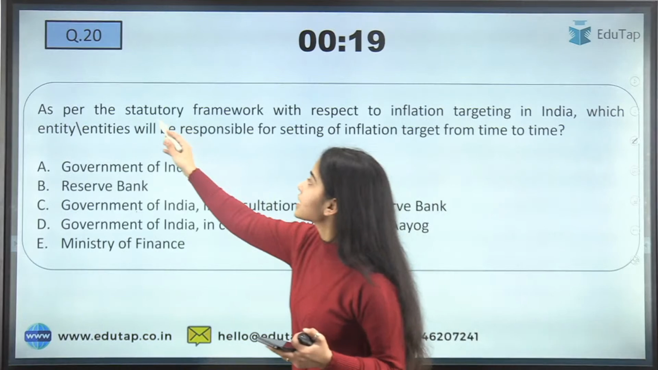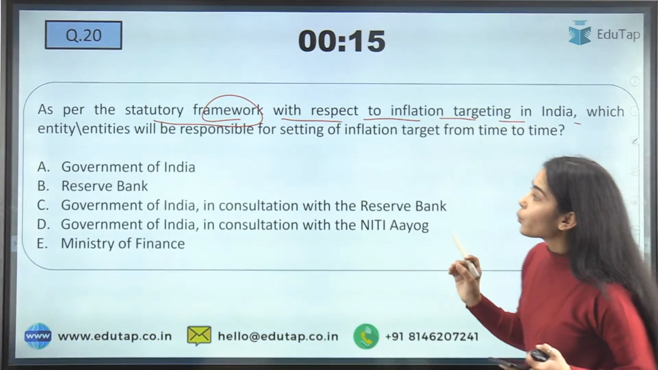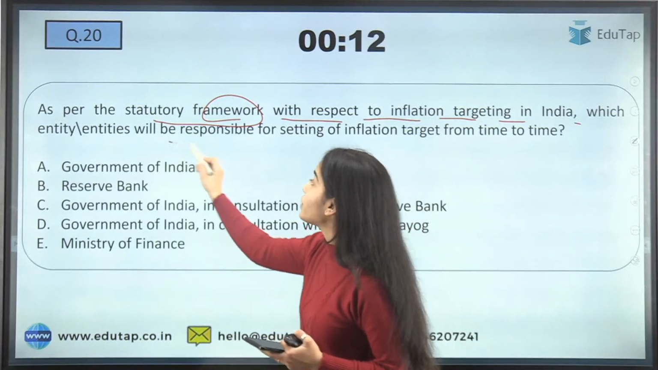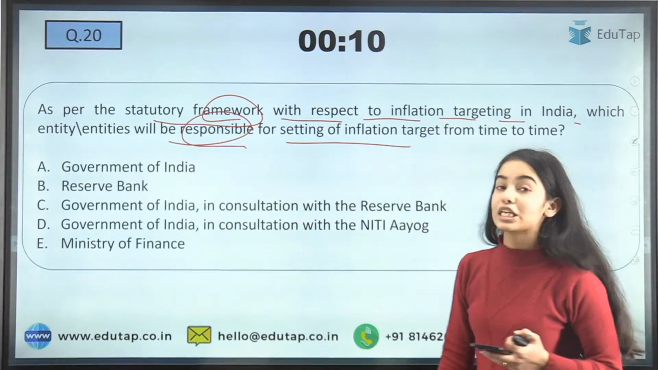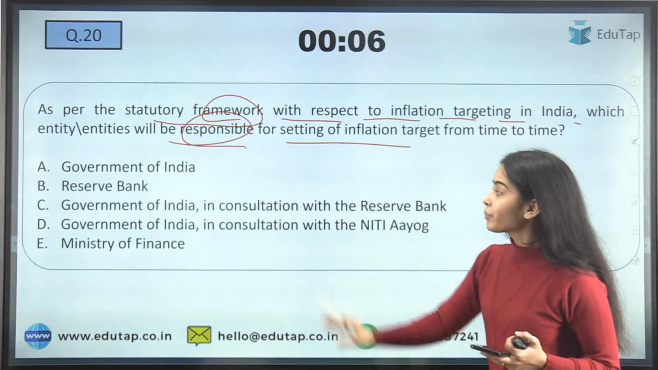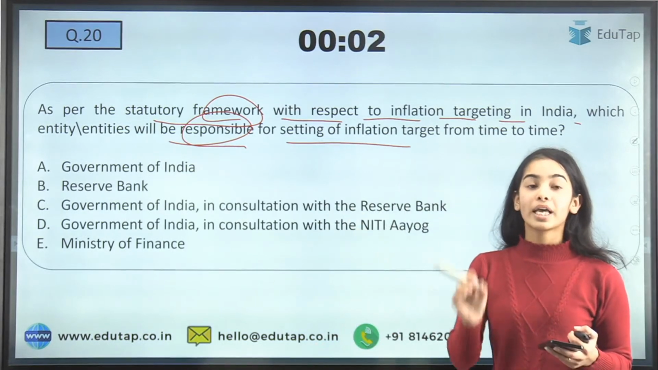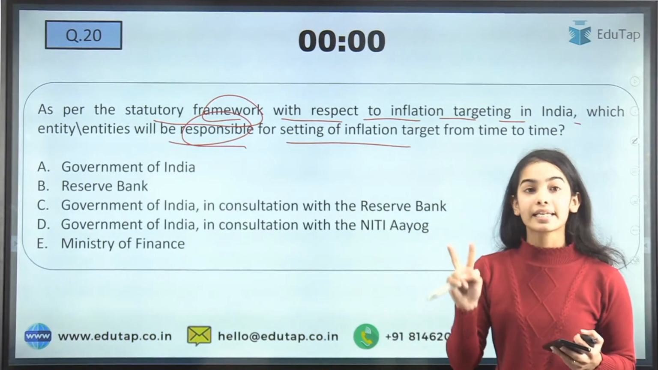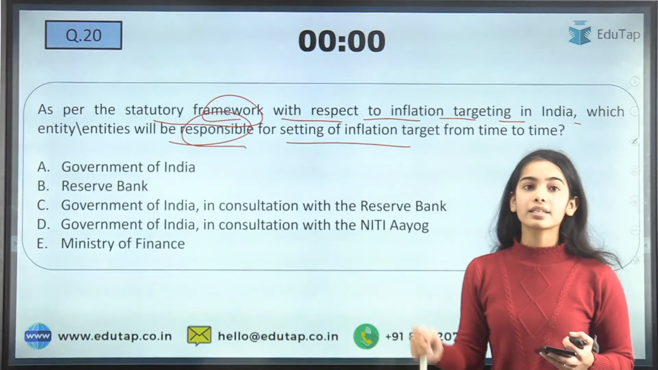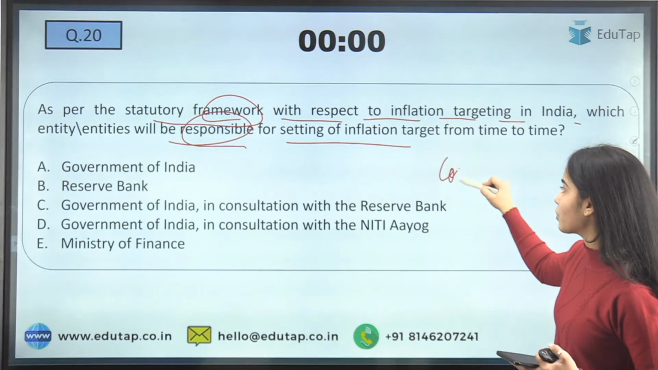Next is, as per the statutory framework with respect to inflation targeting in India, which entity or entities will be responsible for setting the inflation target from time to time? So you have to tell which entity is responsible, as well as tell me the name of the committee that sets the inflation target, that sets the repo rate target, and the MSF and all. Okay, try to answer this one as well as the committee name also.